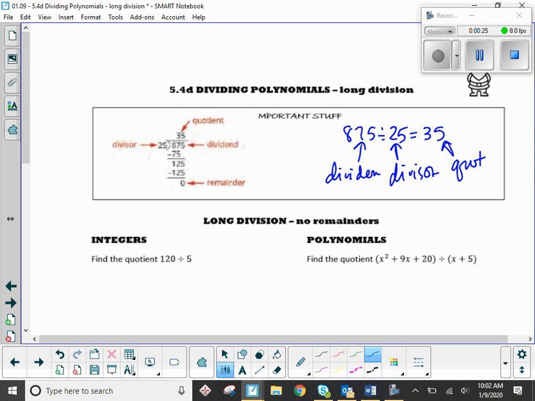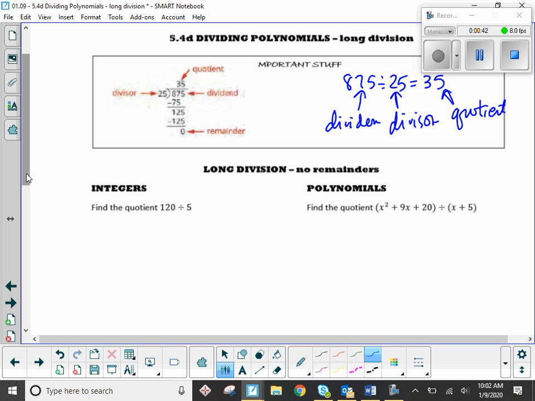And the reason why we're talking about that is because I'm going to use those words. It's much easier than always saying this: the number under the division bar, the number you're dividing by, the answer that you get. It's just much easier to say those single words than to say all those other things.